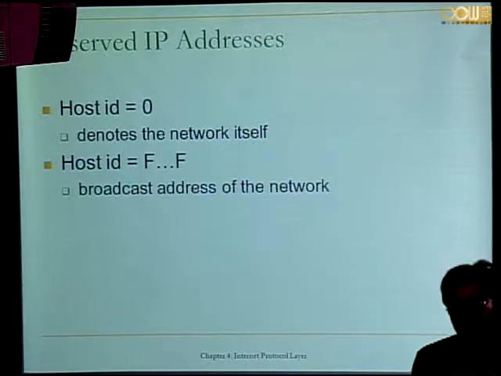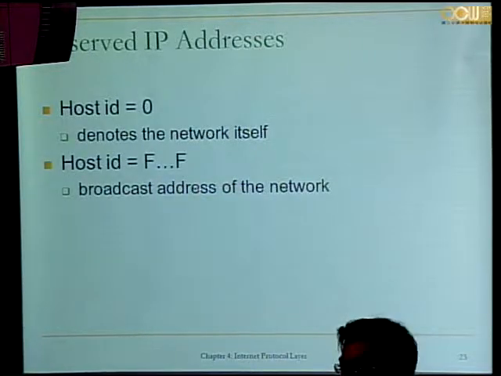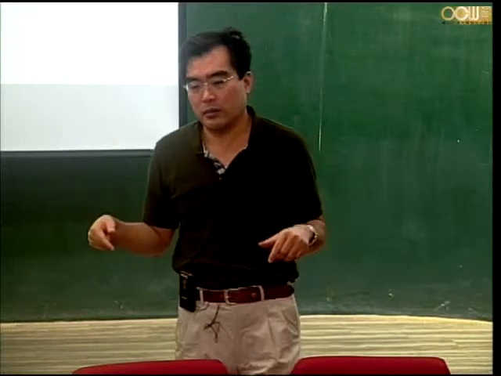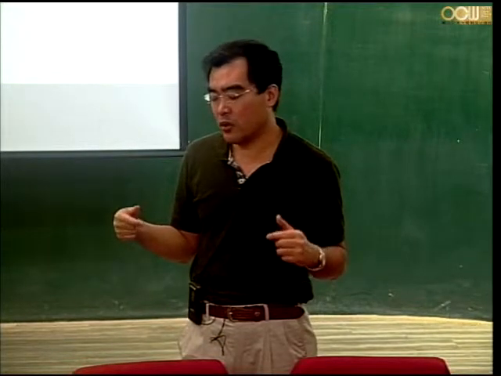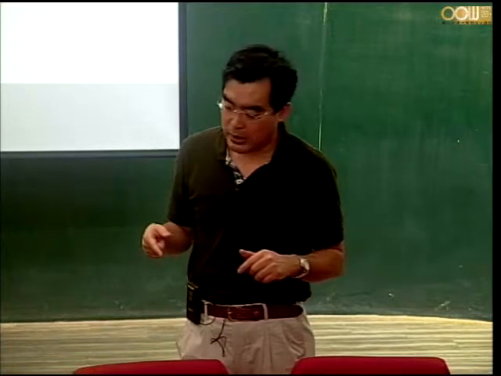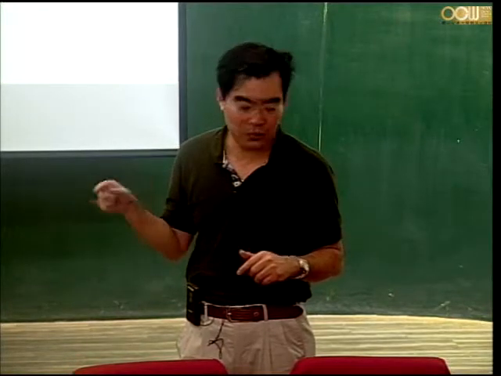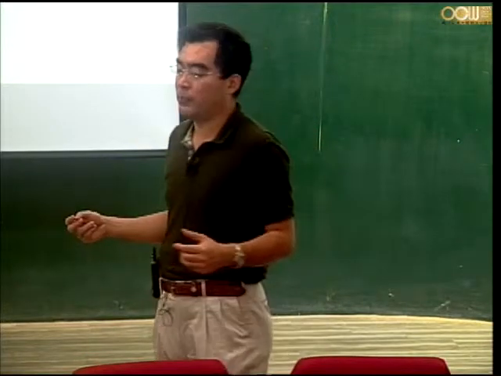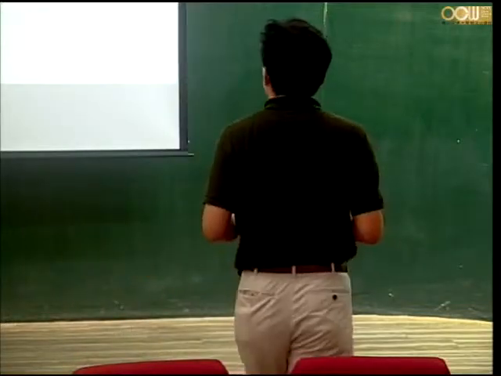So if I have an address of 140.113.255.255, then this is a broadcast address within the network of 140.113. 140.113 stands for NCTU. If I put this address, 140.113.255.255, then it means the packet should be broadcast on the entire NCTU network. So it's the broadcast address of the network.